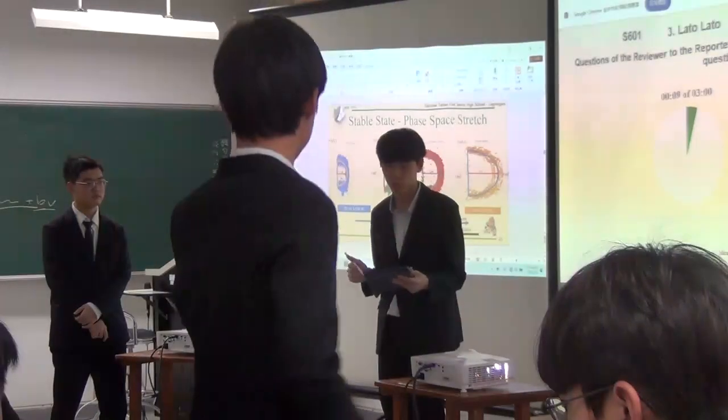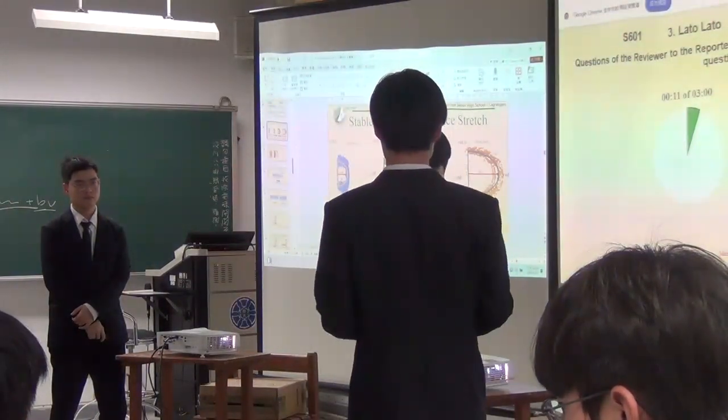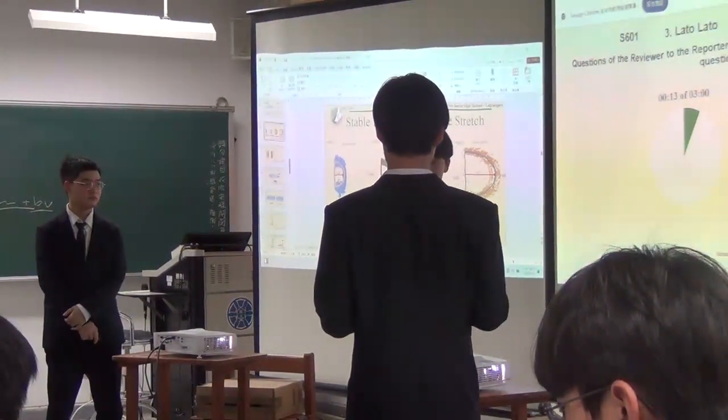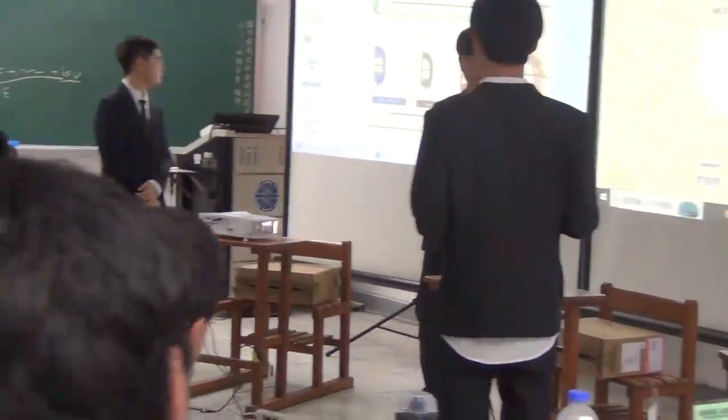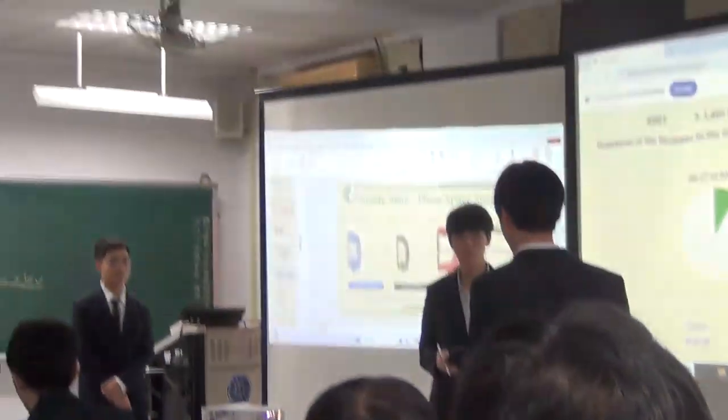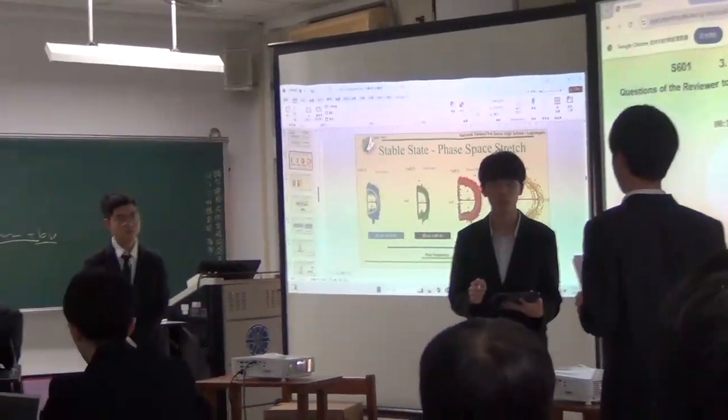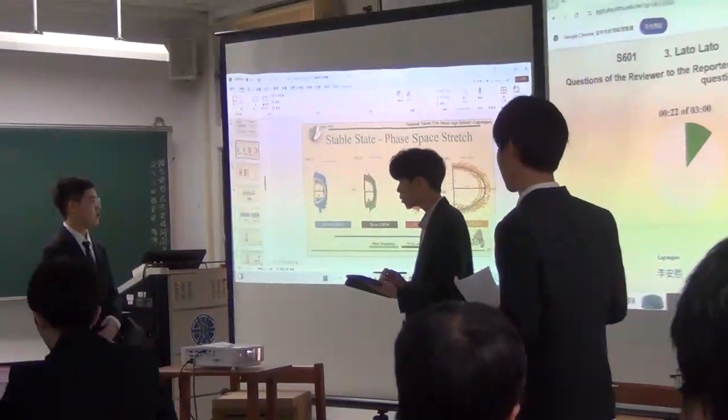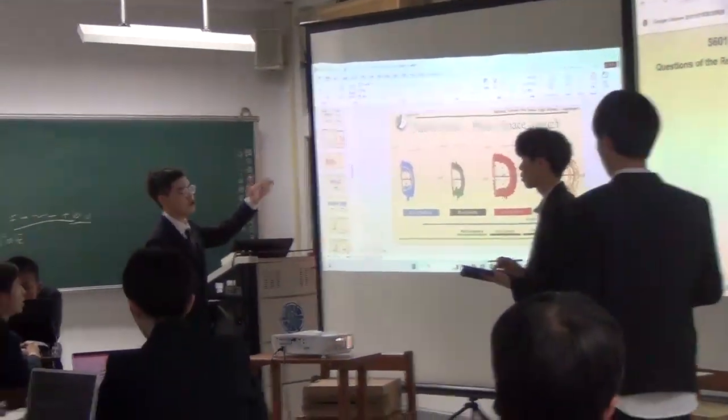So first is for the opponent. Do you think that the whole system is a 2D motion? I think it is near. How about the reporter? Well, we have done measurements to find out that it is actually a 2D motion.